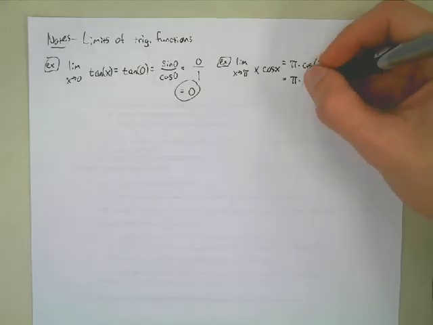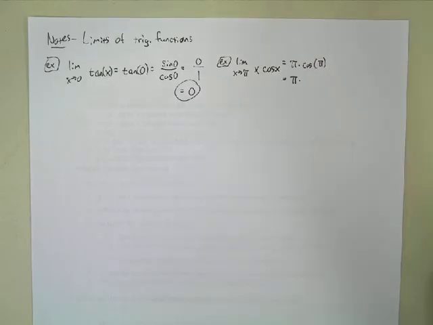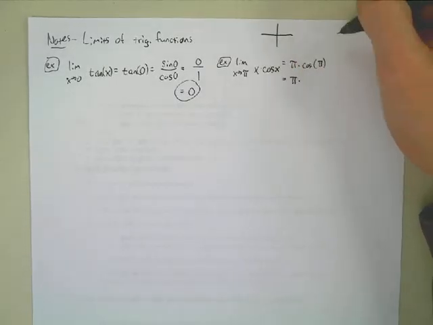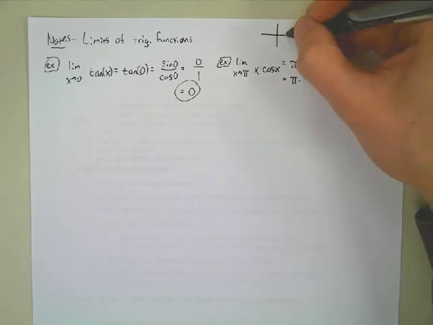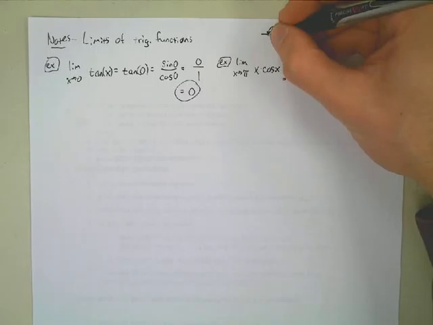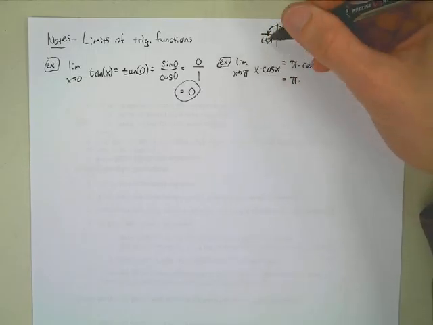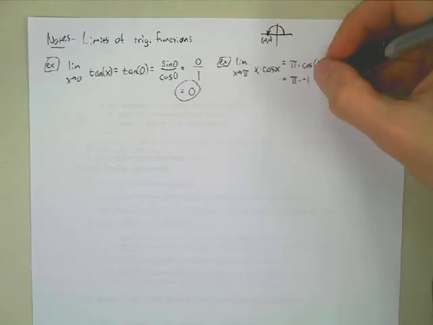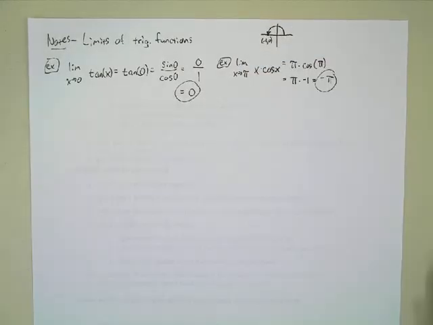0. All right, so here's how we can think about this. Okay, so there's my axes, right? Pi is right here, and so the coordinate at that point is -1, 0. Cosine is the x-coordinate, so it's -1. So the answer is negative pi.